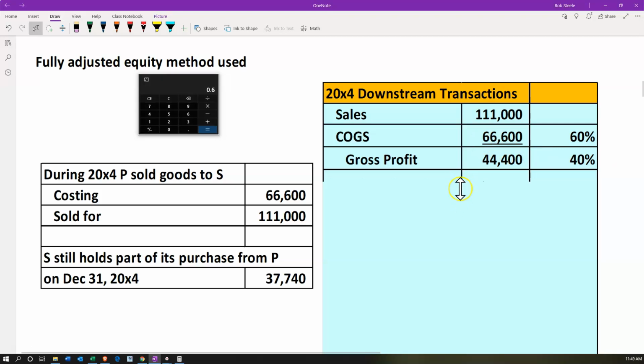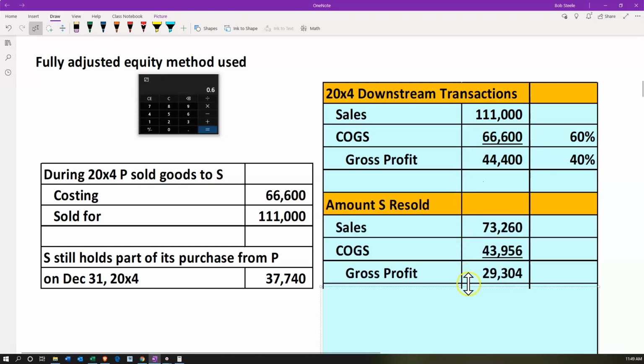So once we have that broken out, we want to think about the amount that was resold. This is the intercompany transaction that happened. How much of that was resold? So we're going to say S still holds part of its purchase from P on December 31st. This was given in the problem. They still hold on to 37,740. So of this 111,000, notice we're considering this in terms of the sales price here, not in terms of what S then sold it for, right?